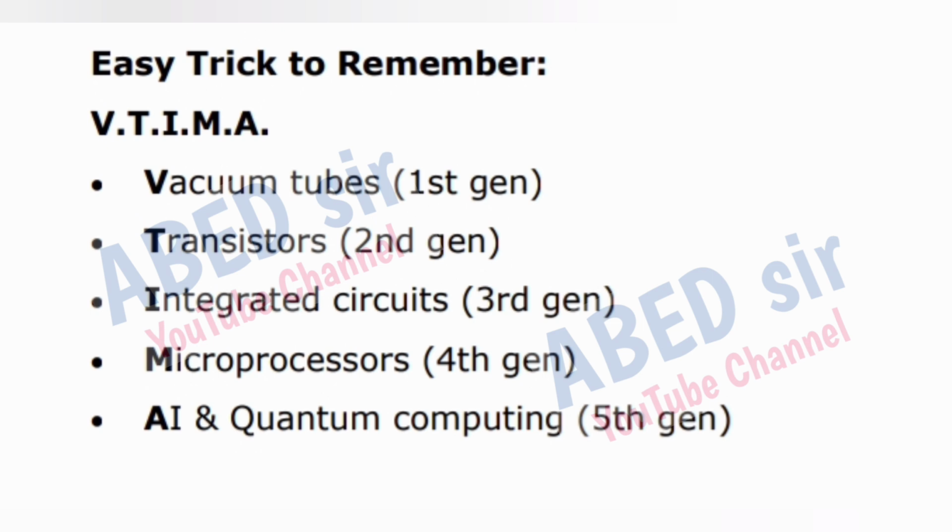Easy trick to remember: VTIMA. Vacuum tubes, first gen. Transistors, second gen. Integrated circuits, third gen. Microprocessors, fourth gen. AI and quantum computing, fifth gen.